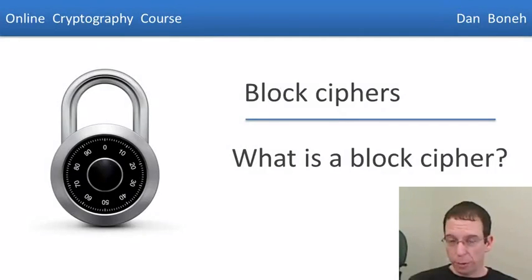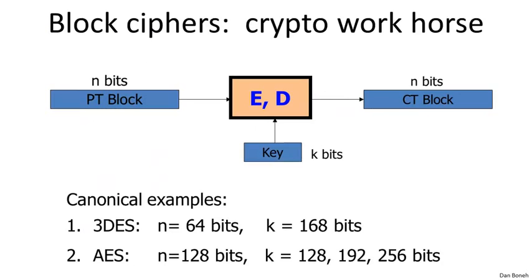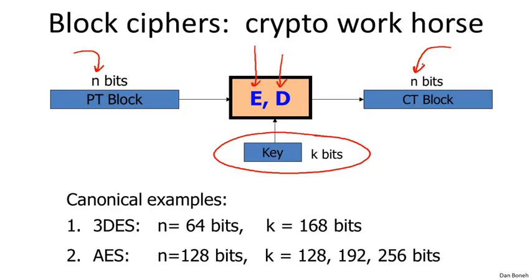Now that we understand stream ciphers, we're going to move on and talk about a more powerful primitive called a block cipher. A block cipher is made up of two algorithms, E and D. These are encryption and decryption algorithms, and both of these algorithms take as input a key K. The point of a block cipher is that it takes an n-bit plaintext as input, and it outputs exactly the same number of bits as output. So it maps n bits of input to exactly n bits of output.